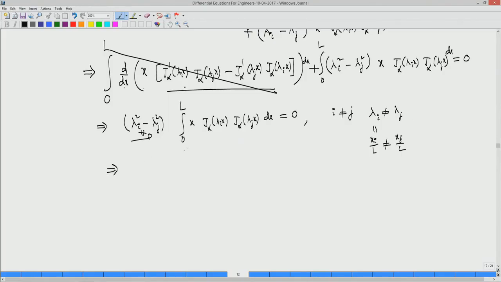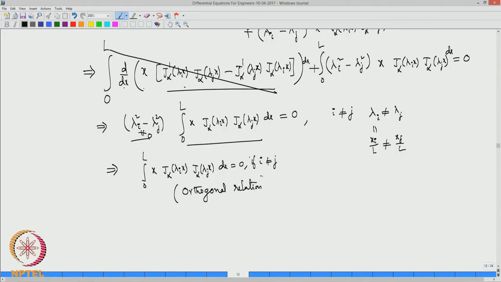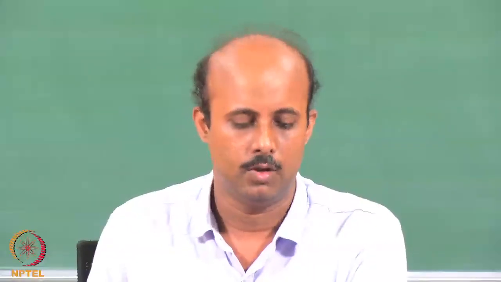So, this implies this integral has to be 0. That means these functions, when i is not equal to j, have to be orthogonal: the integral of x times j alpha of lambda i x into j alpha of lambda j x dx equals 0 if i is not equal to j. This is called the orthogonality relation. What happens if i equals j? We can show that the integral value will be some constant that you can find out. That I will do in the next video.